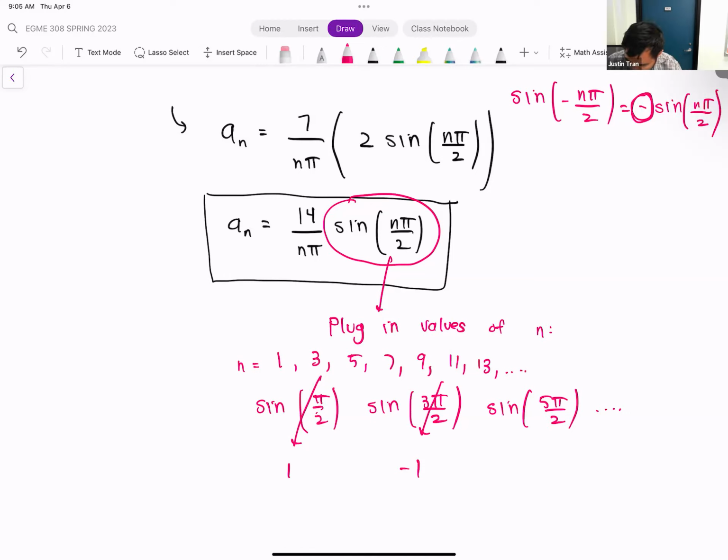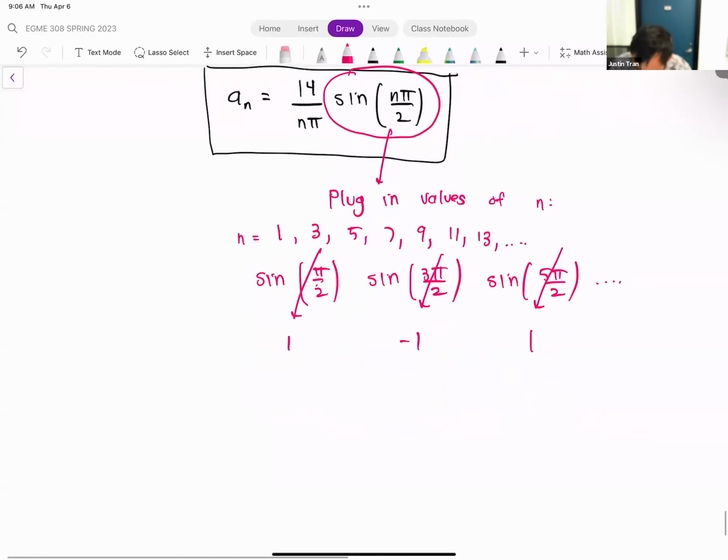Sine of 5 pi over 2, you can see that's after you make a full rotation, and then you come back up to the y-axis again. And so this is equal to 1. Hopefully you're starting to see the pattern. When n is odd, we're basically alternating between 1 and minus 1. 1, minus 1, 1, minus 1. We have kind of the same deal as we did before, just slightly changed because we have the divide by 2. Let's look and see what happens when n is even.